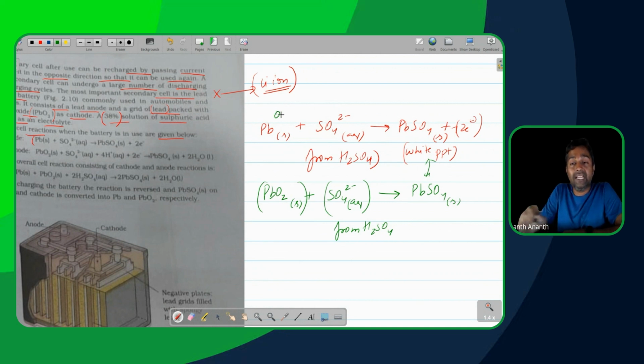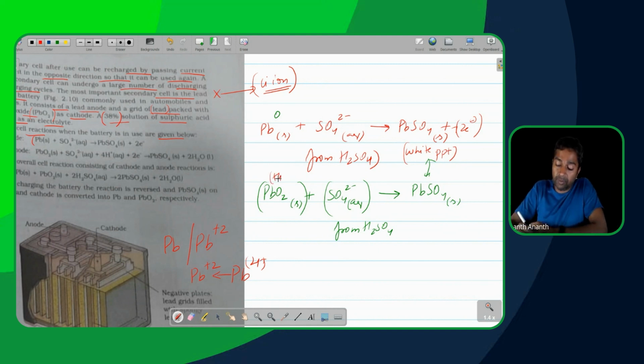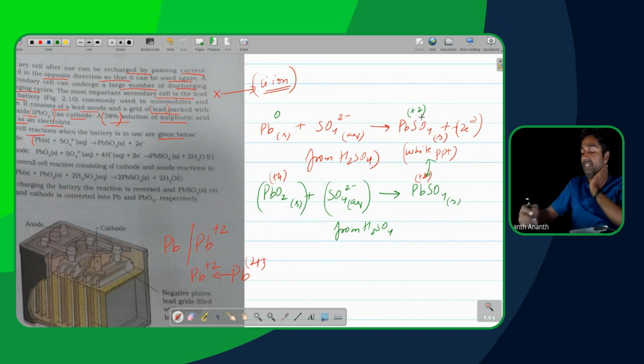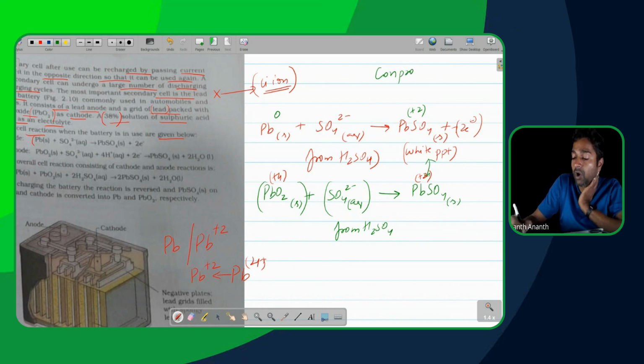So this is technically something you can think of as a con-proportionation reaction. Why is it a con-proportionation reaction? Because technically speaking, we have Pb0 becoming Pb+2, and on the other side, Pb+4 also ends up becoming Pb+2. So effectively, Pb0 becomes Pb+2 and Pb+4 also becomes Pb+2. That is the overall essence of the reaction. This type of reaction is called a con-proportionation reaction.